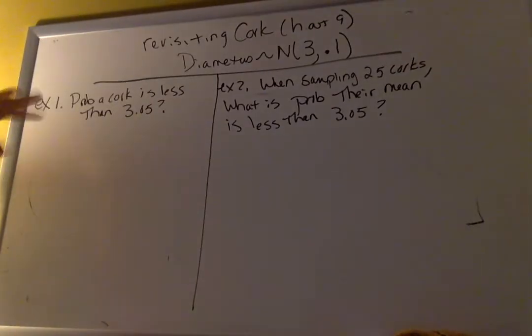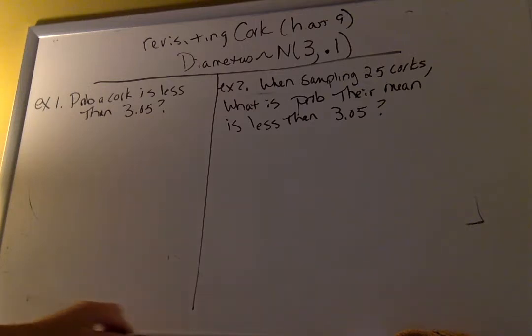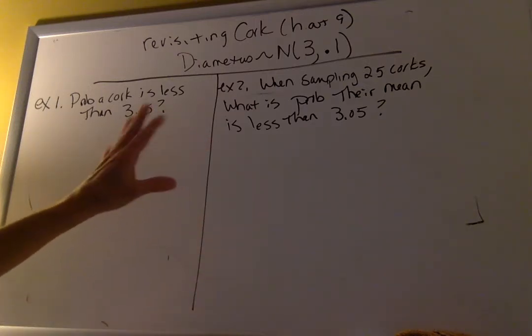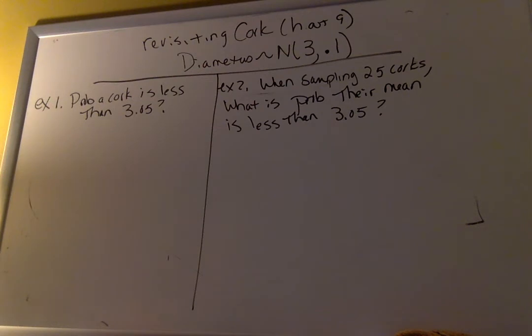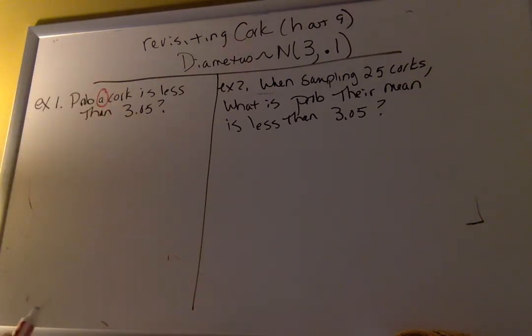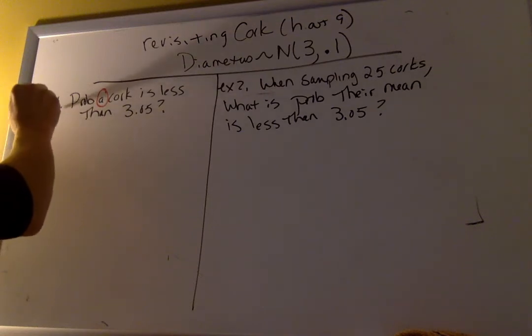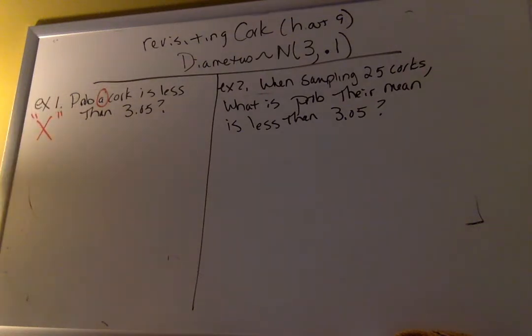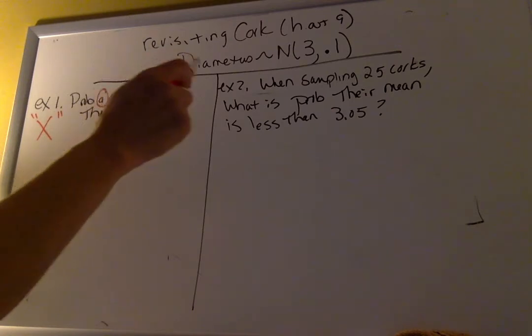Okay, example 1 says, what's the probability a cork is less than 3.05? Example 2 says, when sampling 25 corks, what's the probability their mean is less than 3.05? So, just like visually comparing the 2, you can definitely see a difference here. I mean, this one's shorter and that one's longer, but a little more to it than that. In the English language, a means 1, right? This is just the individual x. That's test 2 material.